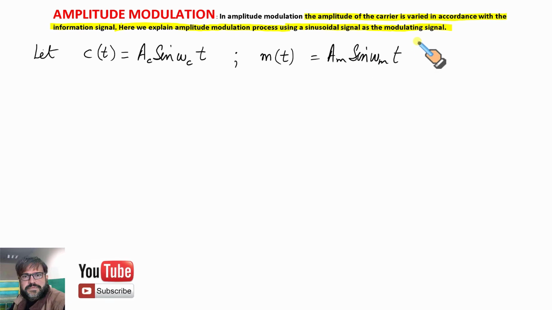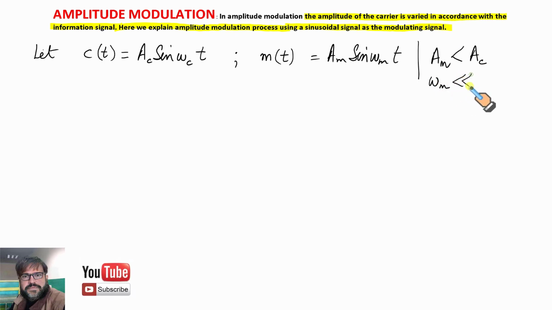Okay, what we have to take care is the amplitude of message signal shall be less than the amplitude of the carrier wave, and frequency of the message signal will be very much less than the frequency of the carrier wave. That is why we needed modulation.